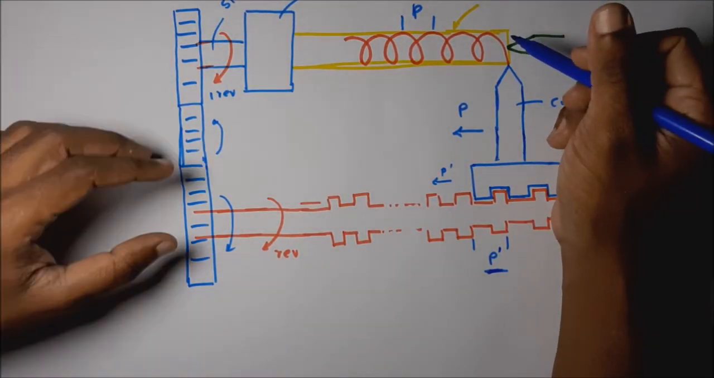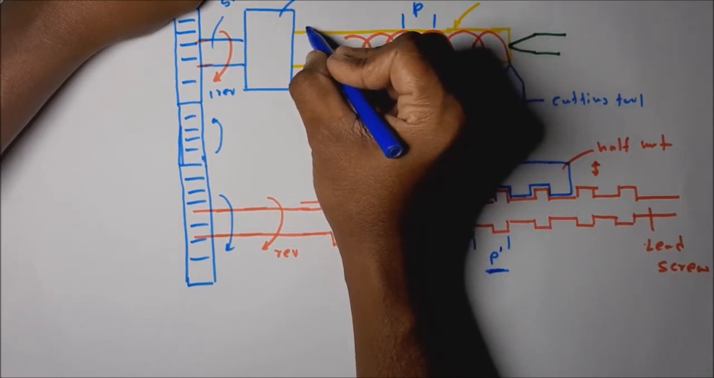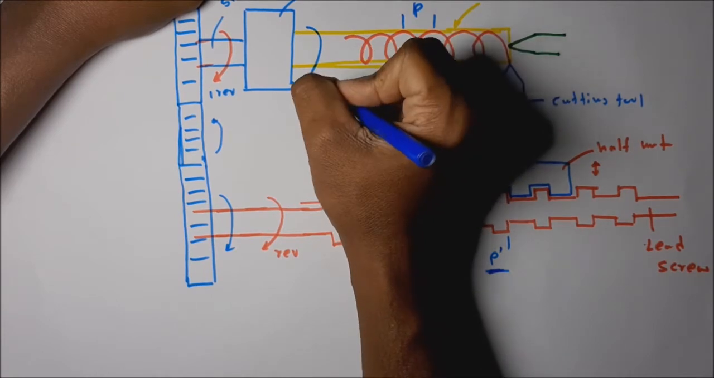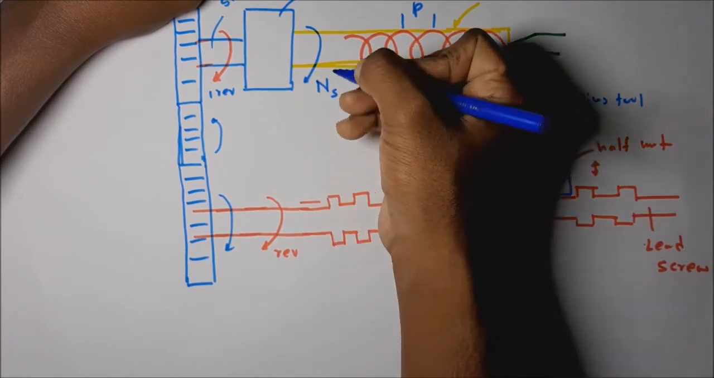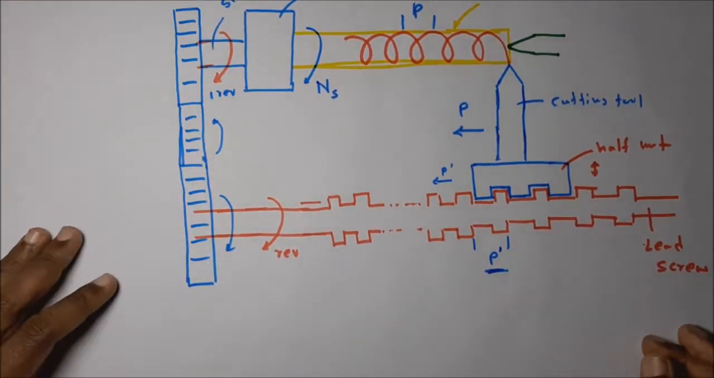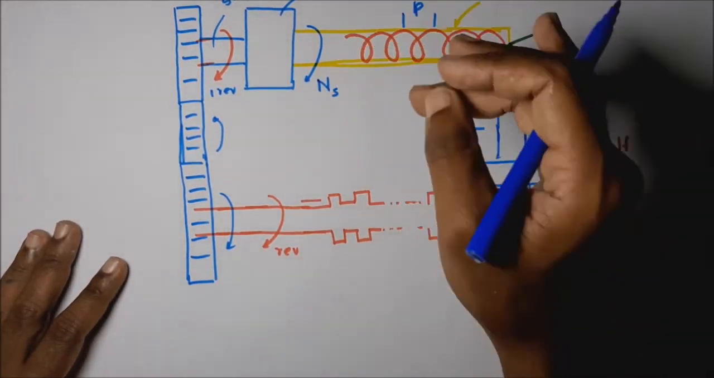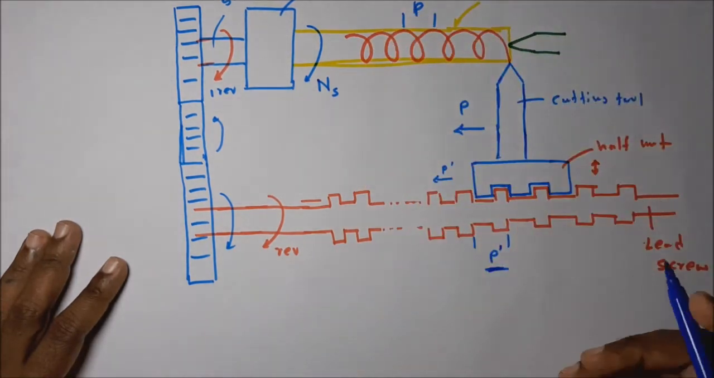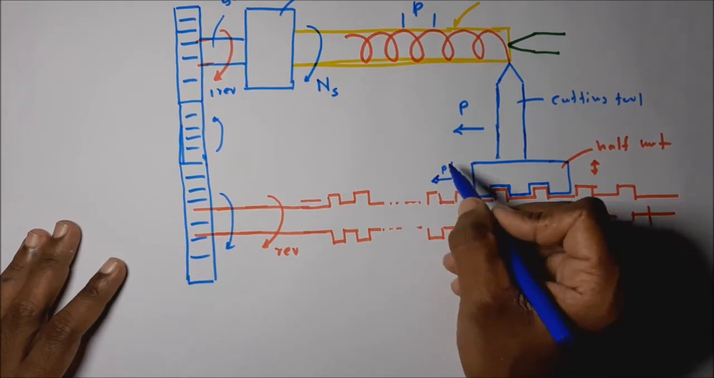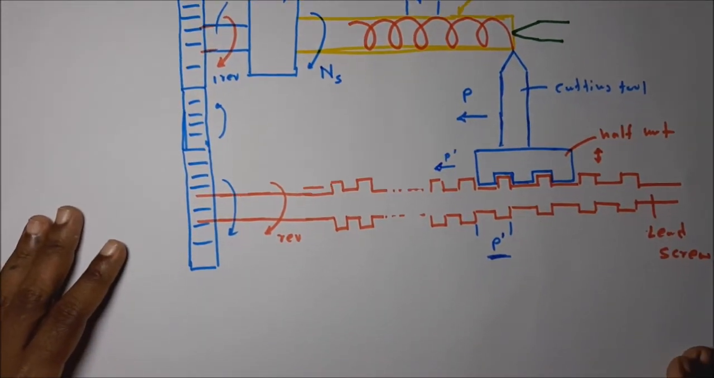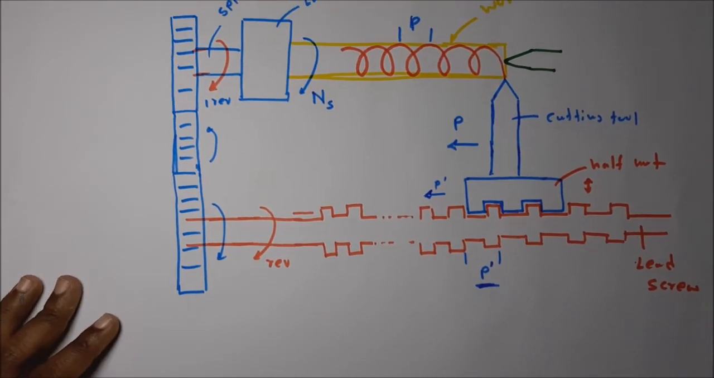Let's take a thread cutting operation. Let's take this shaft produces NS, I will take S for the spindle, NS revolutions for the workpiece. During this NS revolution, what should be the tool travel? For NS revolution, what should be the tool travel?